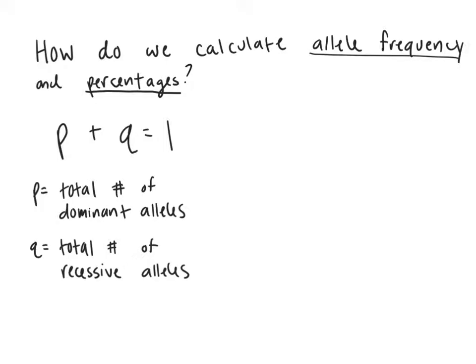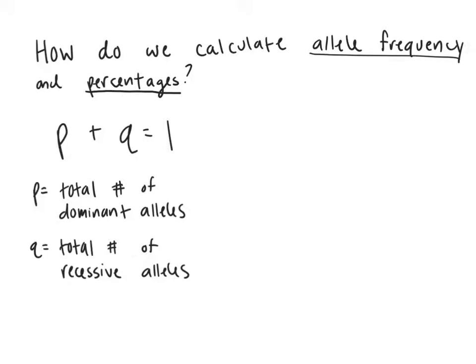One thing you need to remember is that p and q always equal 1, or 100% of the alleles in the population, because if you look at a population, the alleles are either going to be dominant or recessive. We're going to assume this is classic Mendelian genetics and there isn't some sort of multiple allele situation. We're just going to say that it's clear-cut dominant recessive alleles. So they're always going to equal 100%.